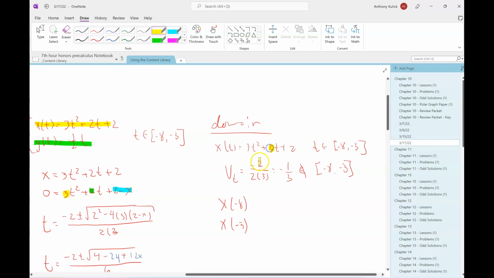Yeah, -b over 2a, then the range and plug in. That's the y. Since the range is linear, it's just the endpoints is all we need. Yeah. Yep.